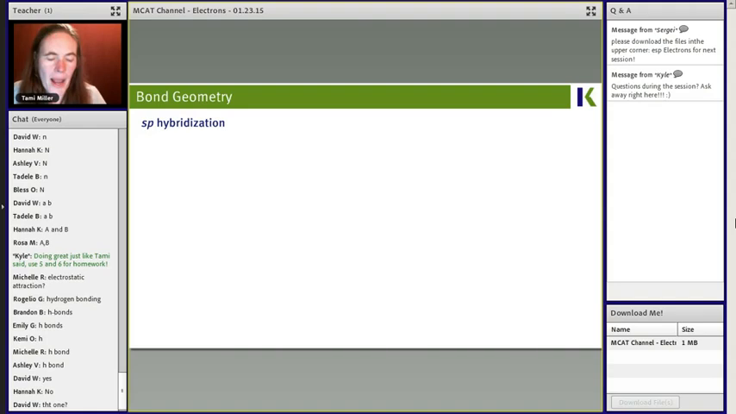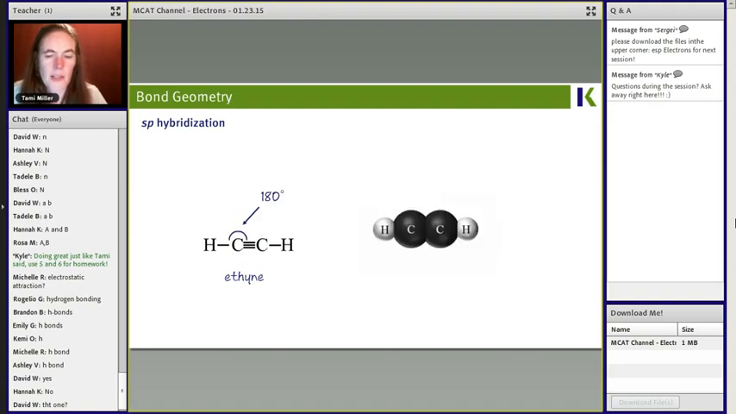Now, our sp hybridization is 2 pi bonds. So when we look at this, this is linear. This is 180 degrees. So it's got that nice linear geometry that we have here.